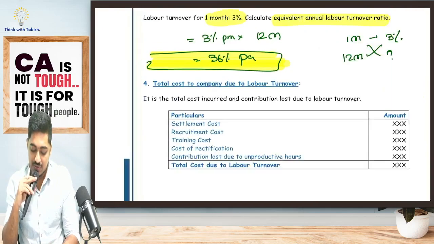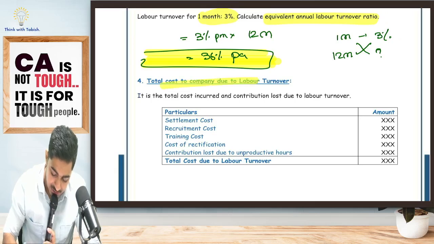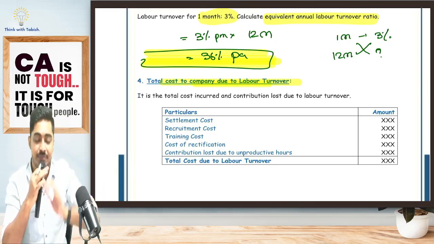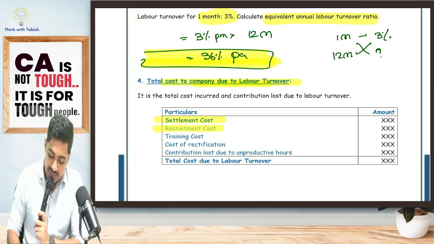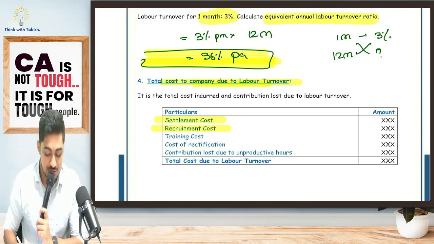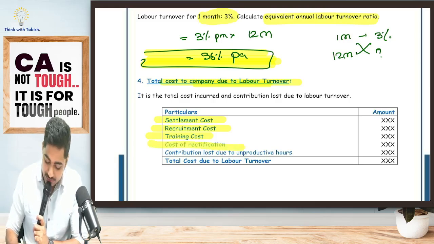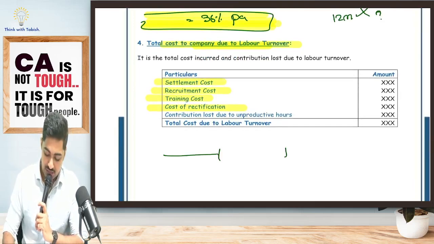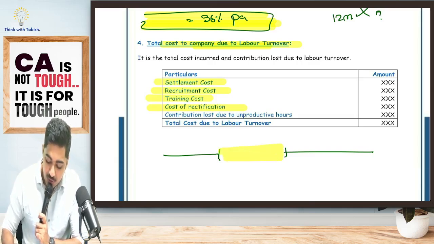Then the last point we have is the total cost to the company due to labor turnover. What is the total cost we incur due to labor turnover? Understand, an existing employee is leaving. We have to do his settlement. A new employee is coming, so I have to do his recruitment and selection. He doesn't know the work, so I have to give him training. He still makes mistakes, so I have to do rectification. And one employee has left, another is joining. In between there is a time gap where the employee is not there.